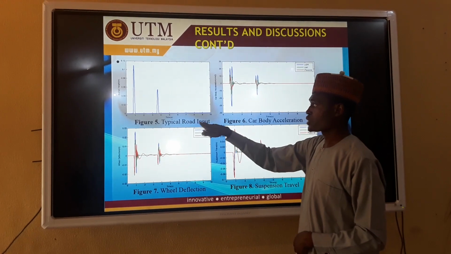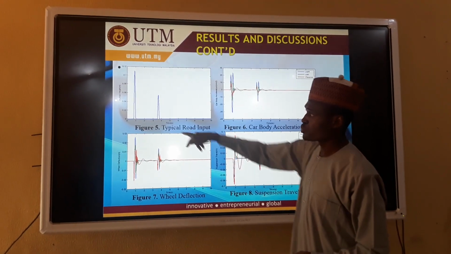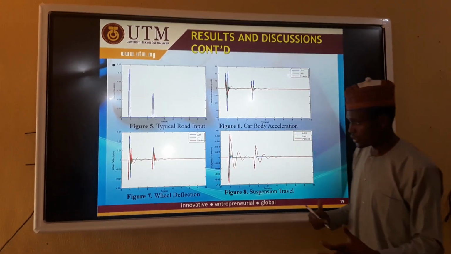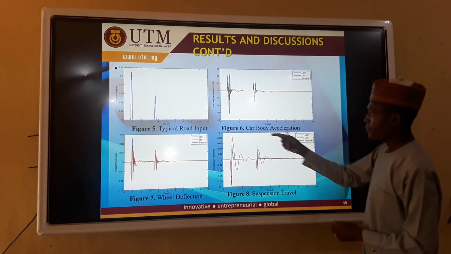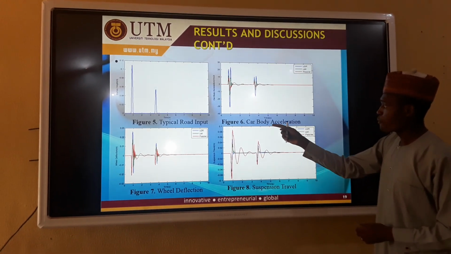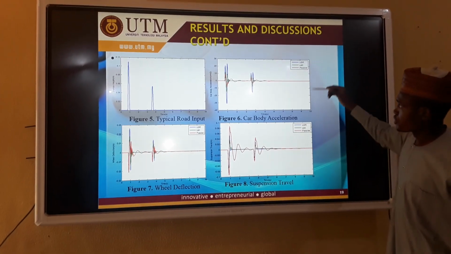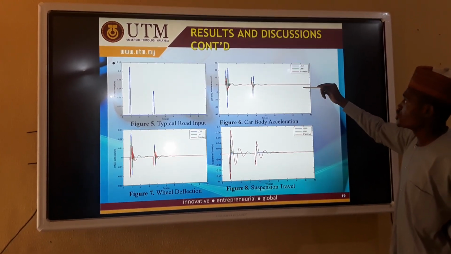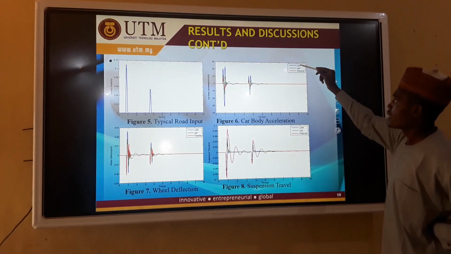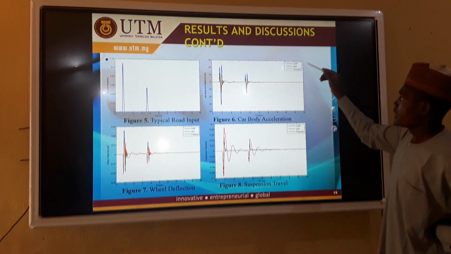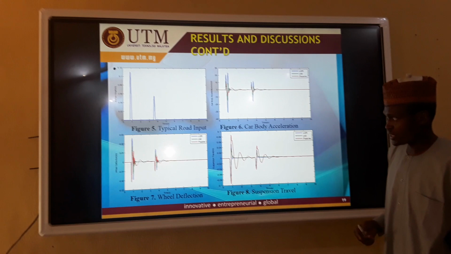Figure 5 shows the typical road input with two different spikes describing the bumps. Figure 6 shows the results obtained for vehicle body acceleration, the car body acceleration, which shows the passive system, the LMI control, and the LQR control, with LMI showing a significantly better performance in that respect.